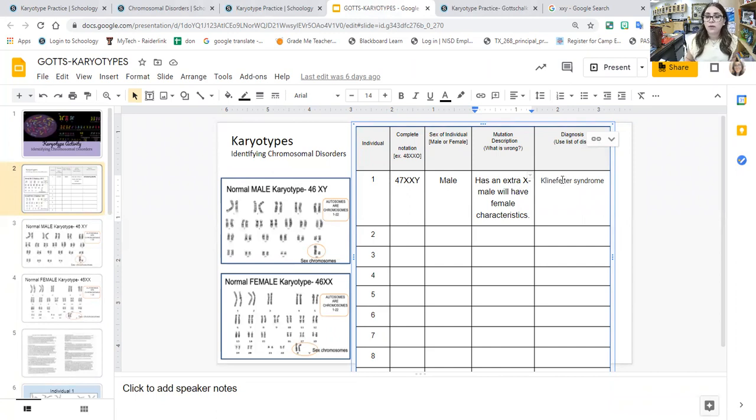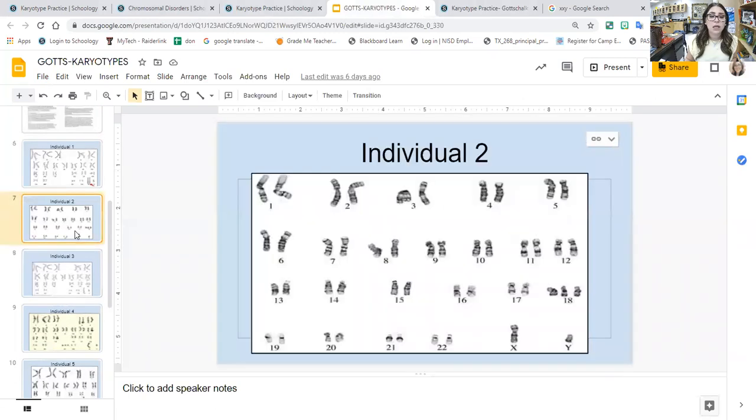Once you have all of this information, again, there's 9 individuals. I did one for you. So you're only responsible for the 8 that are remaining. And those begin here on slide 7, moving on. And I can tell you right there, you're going to just go through and look for where is one extra, one missing. Here is one extra. So this is going to be trisomy 18.